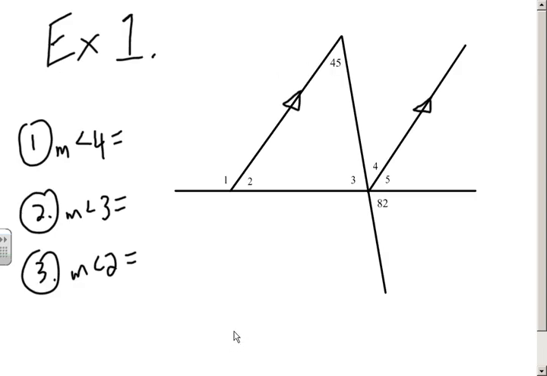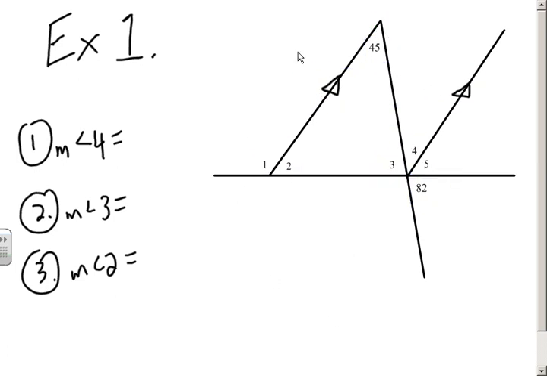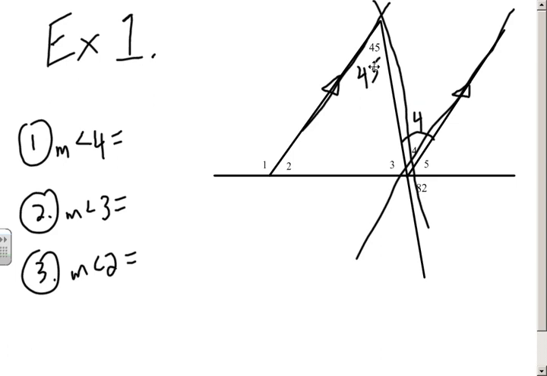Here we have example 1, and this one asks us to find the measure of angle 4, the measure of angle 3, and the measure of angle 2. I'm just going to slide these over here. So to find the measure of angle 4, we're going to look right here and say, what is this angle right here? Well, looking at these two lines that are marked parallel, we have two lines cut by a transversal here. And here's angle 4, and here's that 45-degree angle.